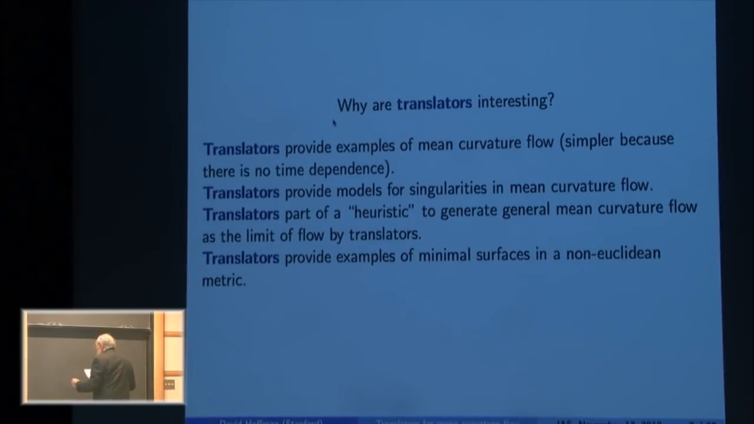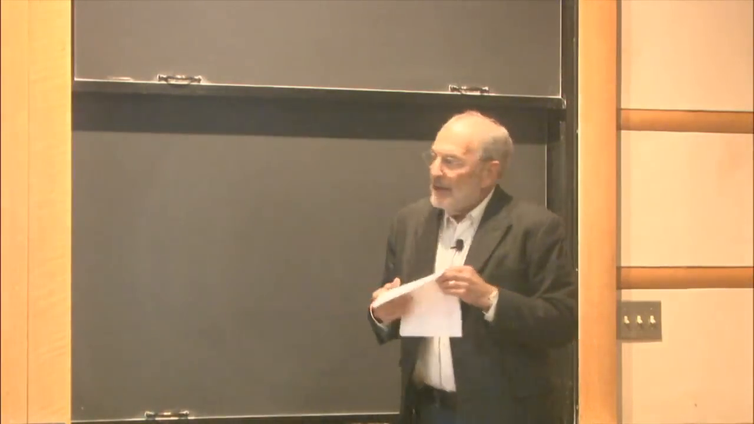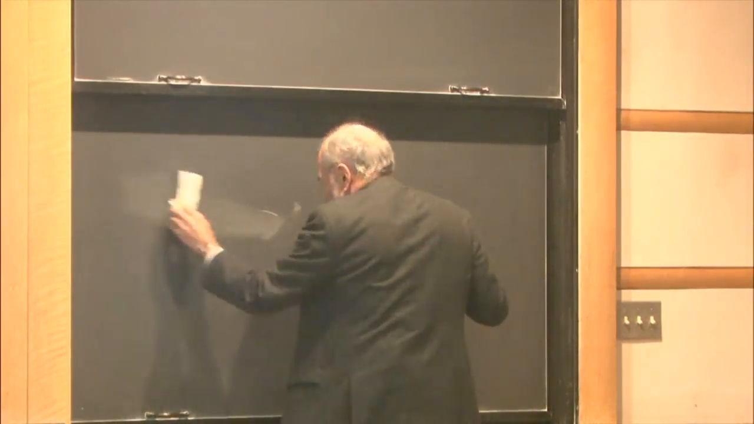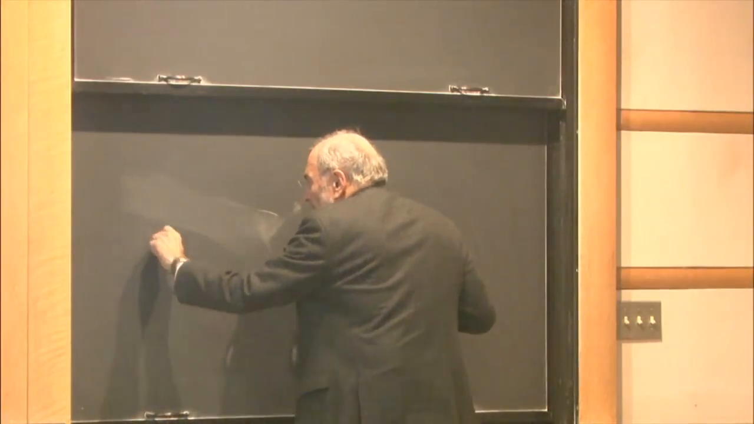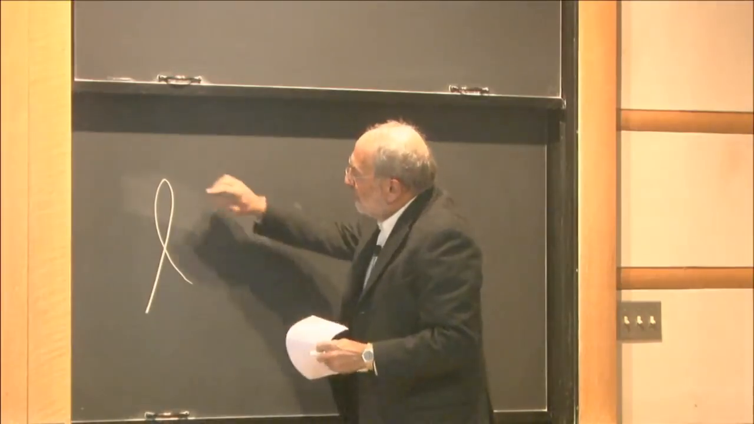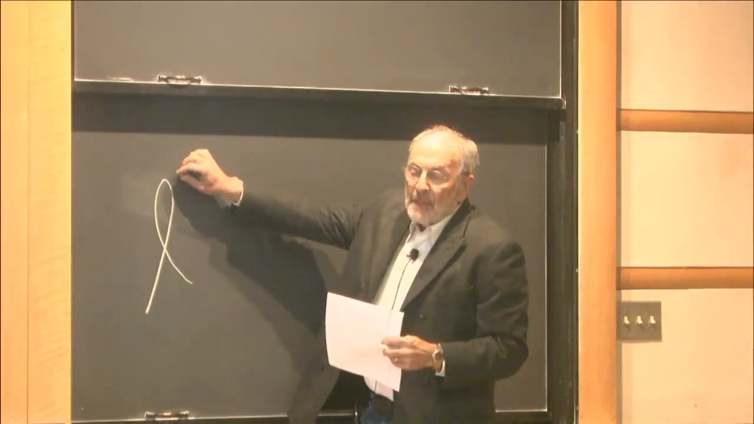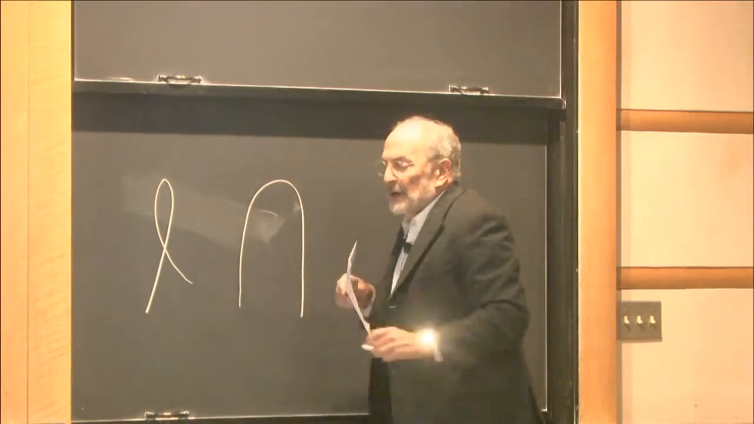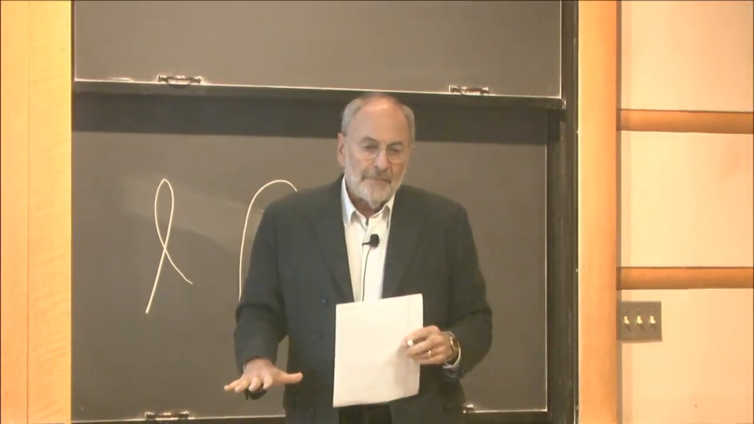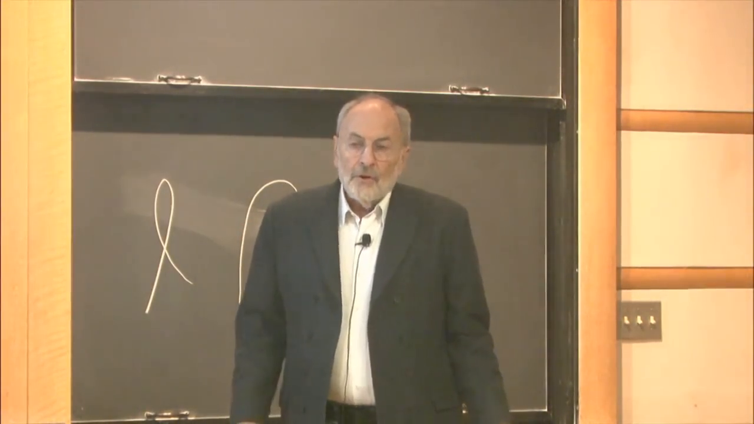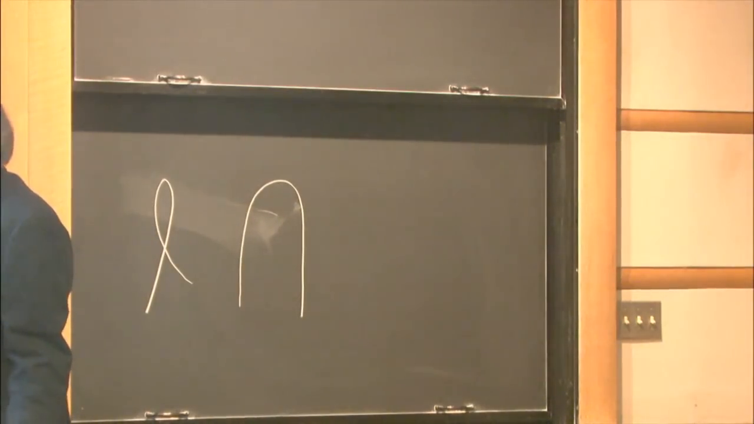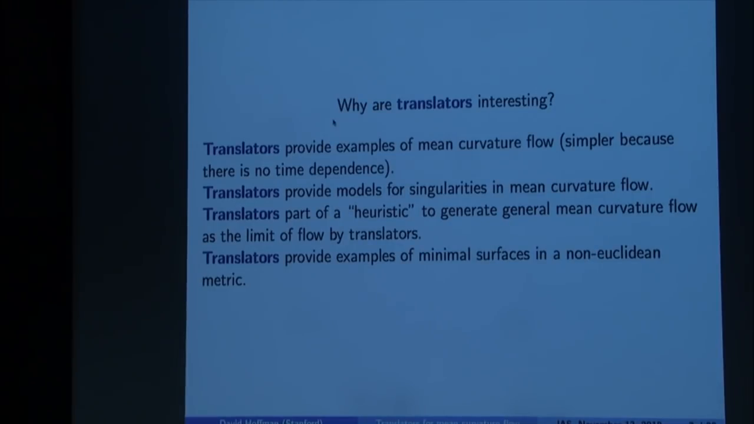So if you, and now let me work for curves in a plane. If I have a curve like this flowing under mean curvature, and I always draw it the wrong way, I'll draw it this way. If I go to the point of maximum curvature as this thing is flowing and rescale in the limit, I'll get something that's flowing by translation, namely the Grim Reaper curve. So mean curvature translators are models for singularities in mean curvature flow.